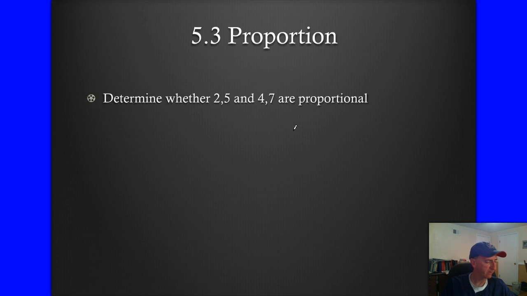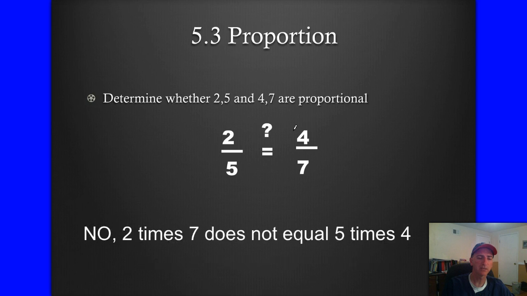All right, and then I think I have one more to show you, and then we'll stop, and then we'll show you how we can use this to solve problems. The last one was determine whether 2/5 and 4/7 are proportional. Do your math there, crisscross applesauce, and see what happens, and you'll see no. 2 times 7 is not the same as 20. One of those is 14, one of those is 20. So no, these are not proportional.